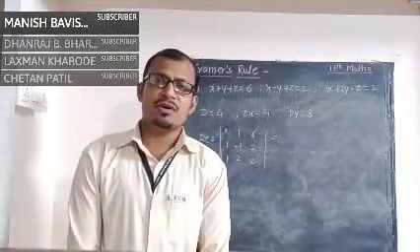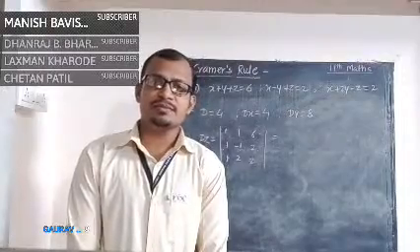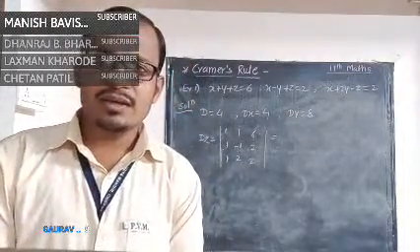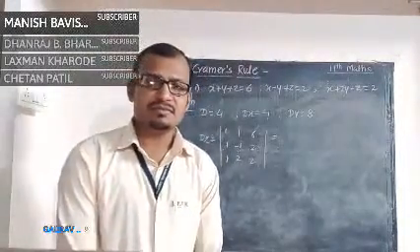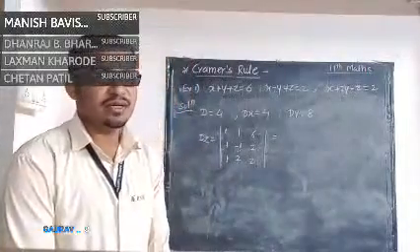Simplification, find the value of determinant d. Okay, Gaurav says it is 8. Okay, let us check what is the value of determinant dz.